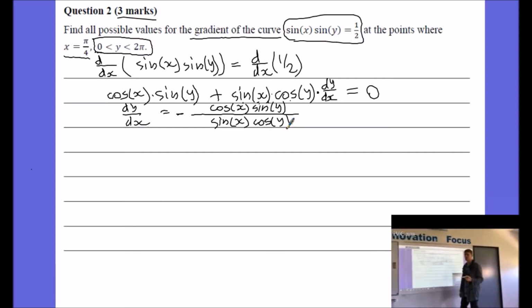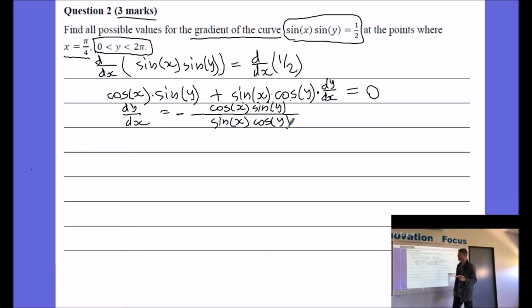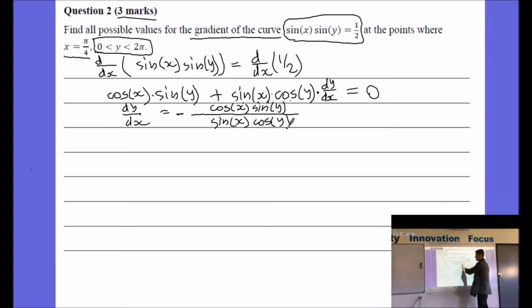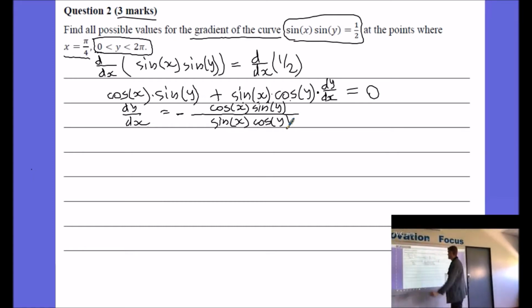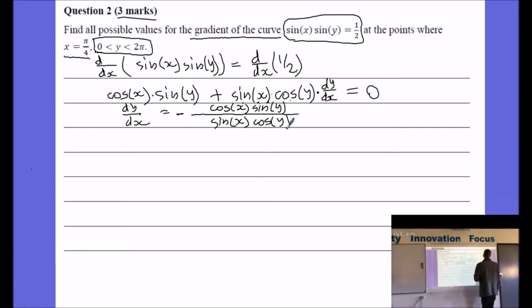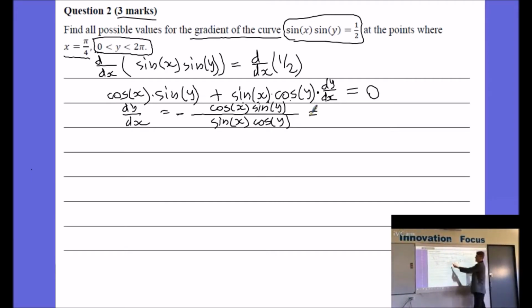But the thing is, we also have the dy dx, the gradient depending on y. Okay? So we've got to figure out what are those y values when x is a pi on 4. Alright, so from there, before we go do that, let's recognize we can write our gradient function a slightly more simple way. And we can see we've got a cos of x divided sine of x.